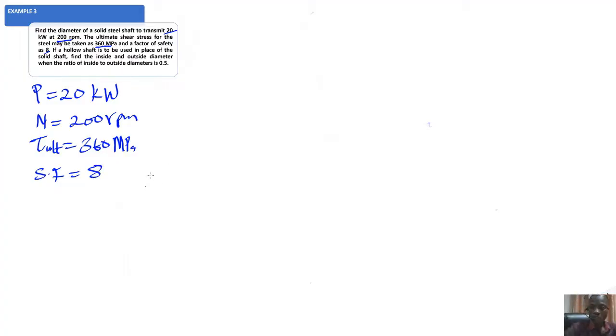If a hollow shaft is to be used, first of all we have to determine the diameter of the solid shaft. When we finish, we can determine the diameter of the hollow shaft. So for the hollow shaft, we're given the ratio of the inside to outside diameters to be 0.5. So that is the value K, equal to the inside diameter d_i over the outside diameter d naught, to be 0.5. All right.